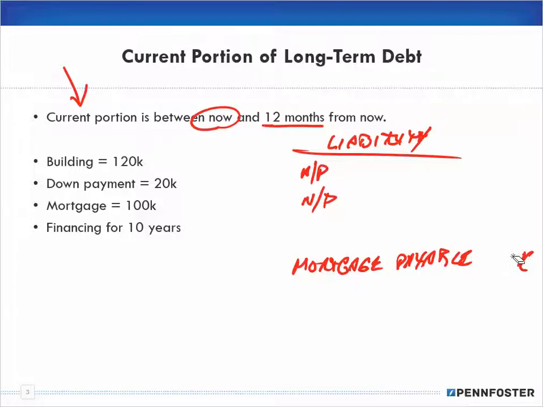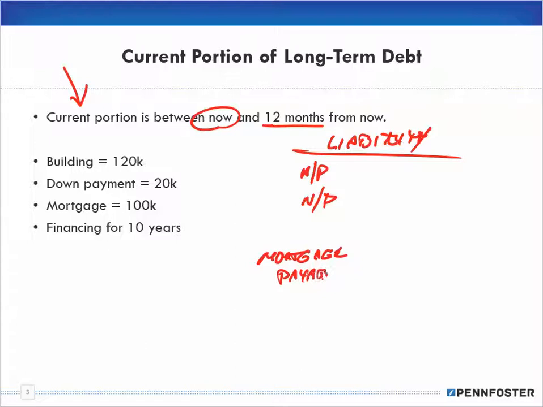So I'm going to erase this just a little bit to make it easier to see. I'm going to call this mortgage payable for 100,000. My accounts payable, let's just call that 3,000. My notes payable, let's call that 10,000. It doesn't really matter about those right now. But the whole idea is, when I buy this building, I'm going to have a mortgage payable liability account for $100,000.